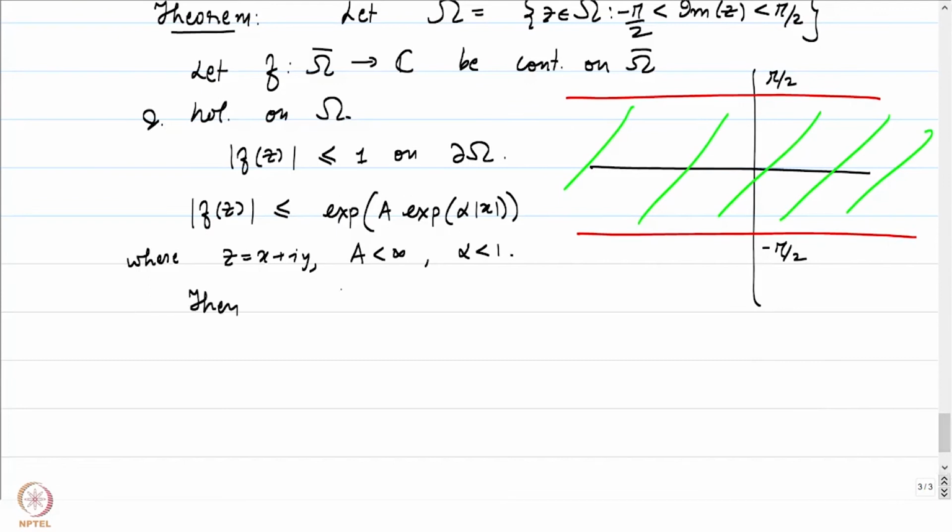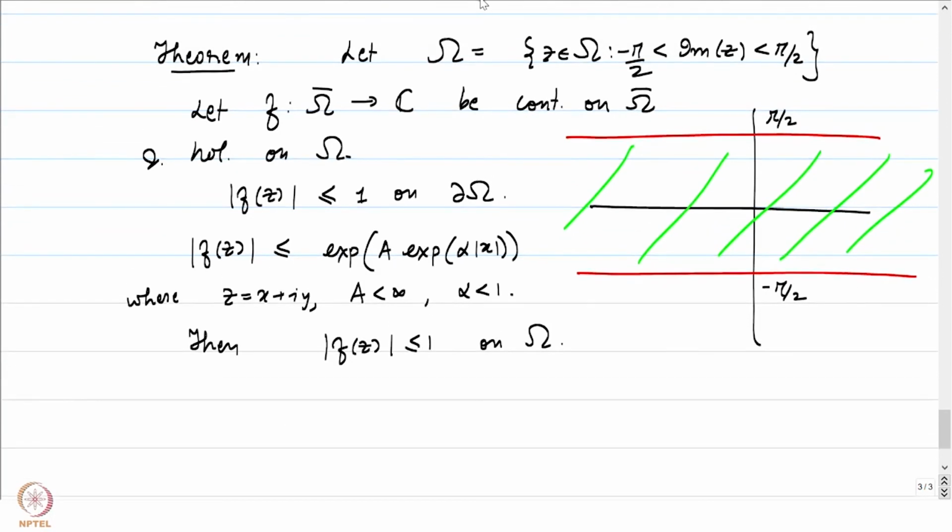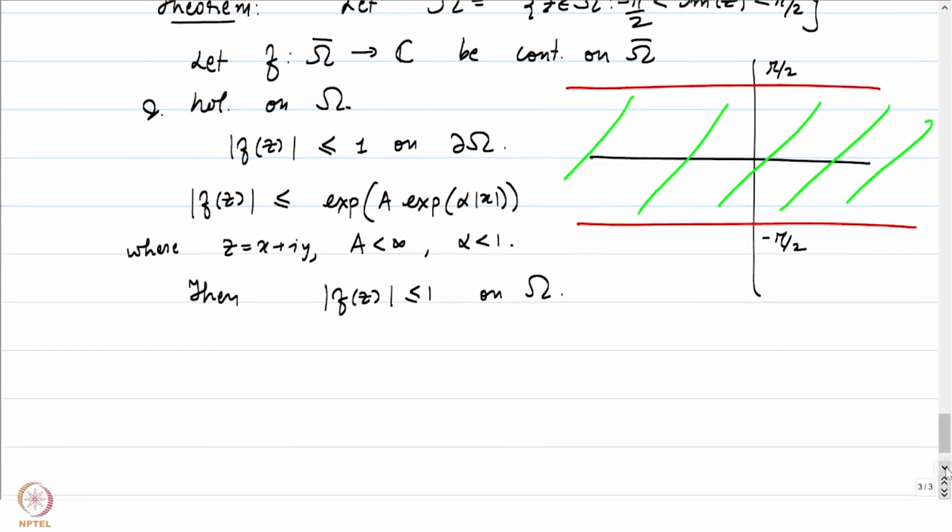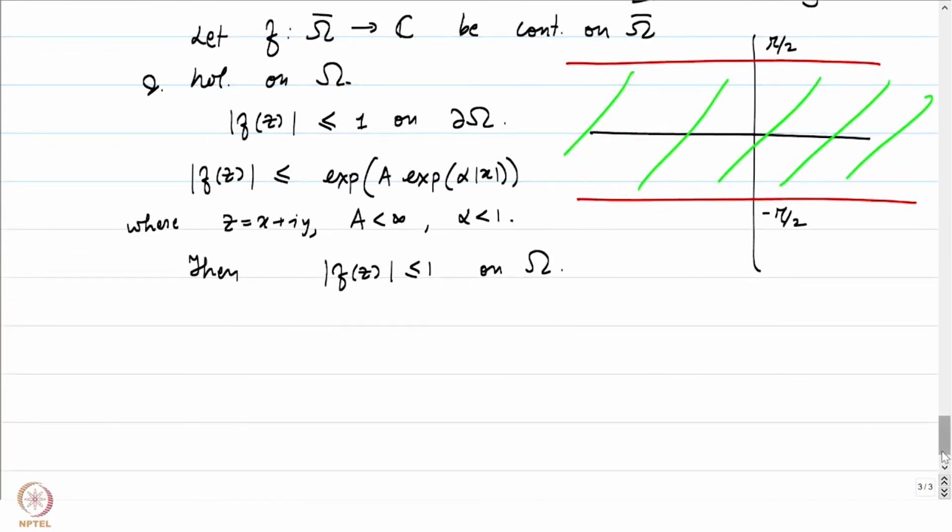Then we can conclude that the absolute value of f of z is less than or equal to 1 on omega. So notice that we already have the bound of f as being less than or equal to 1 on the boundary of omega. Notice again that the function e to the power z does not satisfy this. For alpha equal to 1, this is not true. That's precisely what the counterexample earlier told us. The moment we have such a growth condition where alpha is less than 1, we will be able to conclude that our function f is bounded by 1.